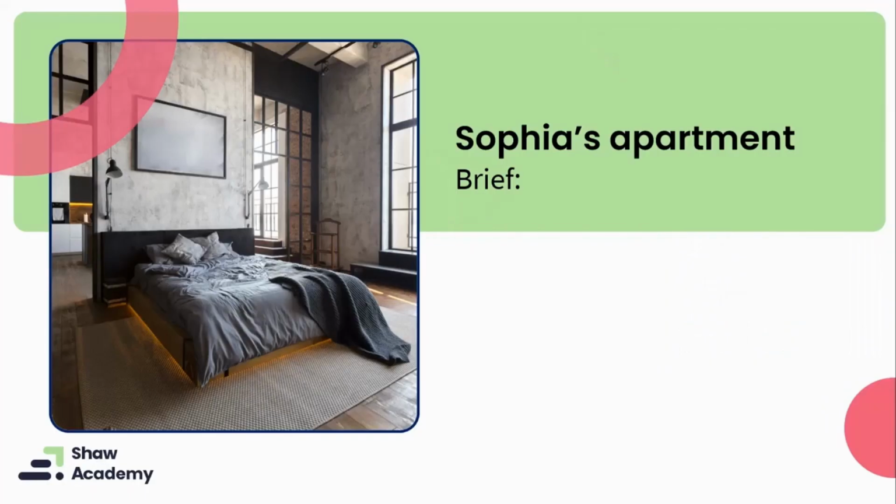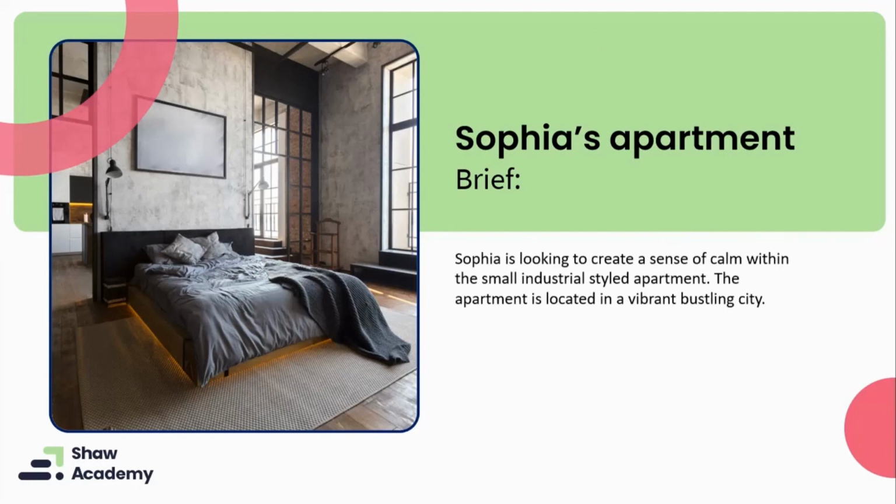Do you guys remember our scenario, Sophia's apartment, from our lesson 6? Sophia wanted to create a sense of calm and relaxation within her small industrial loft apartment. We remember that this apartment was located in a very vibrant, busy, bustling city. As her designers, what color behaviors, active or passive, and which tonal variations, light or dark, would you consider using in her space? Think back to some of the active and passive examples and light and dark examples I've just given. You can pop your answers into your Morpheus text box.